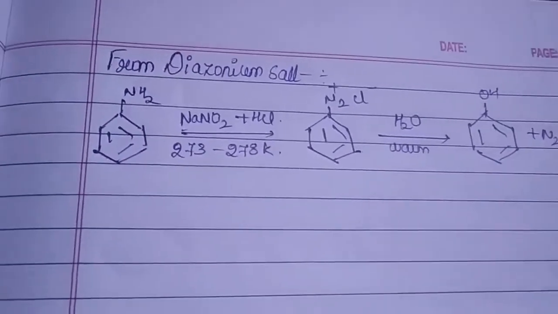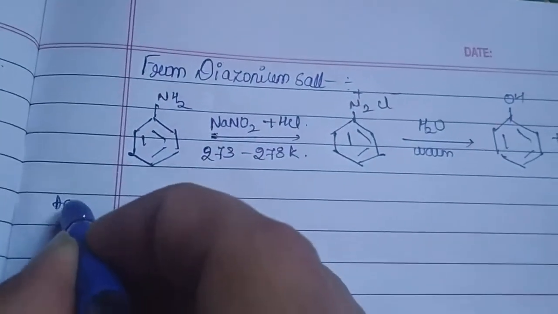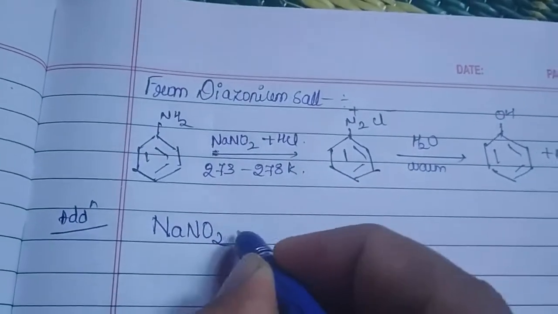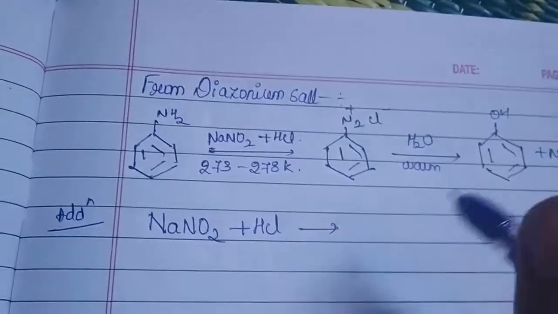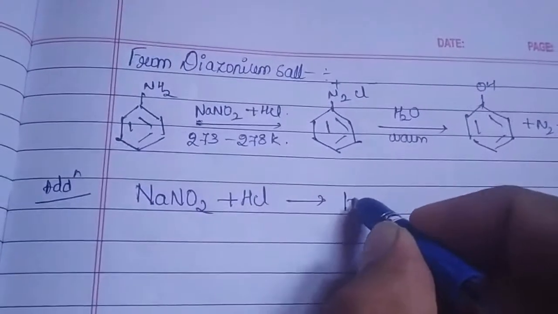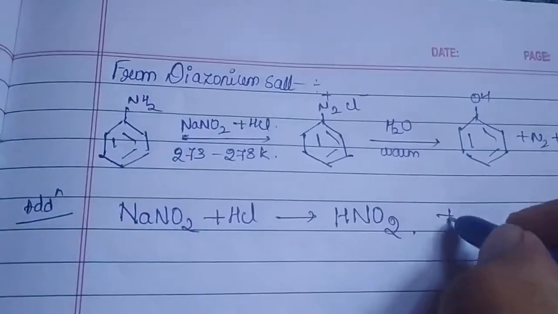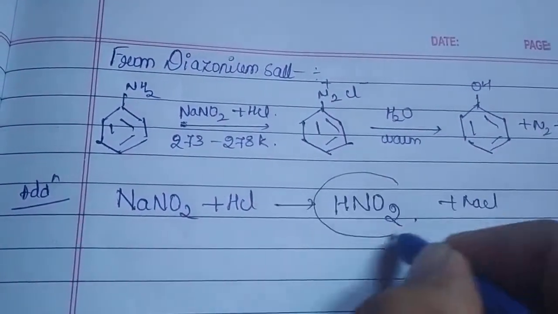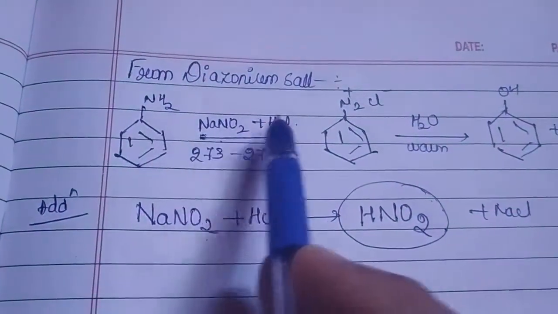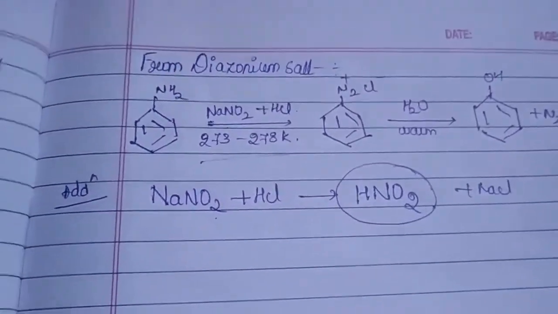First important question: why have we taken a mixture here, sodium nitrite plus HCl? Once again, additional information. Whenever we treat sodium nitrite with HCl, an important product for our diazotization is prepared, that is nitrous acid, HNO2, plus NaCl. This nitrous acid is very important to carry out this reaction. That is the reason for the mixture of sodium nitrite plus HCl at that temperature, and we will be getting our nitrous acid.